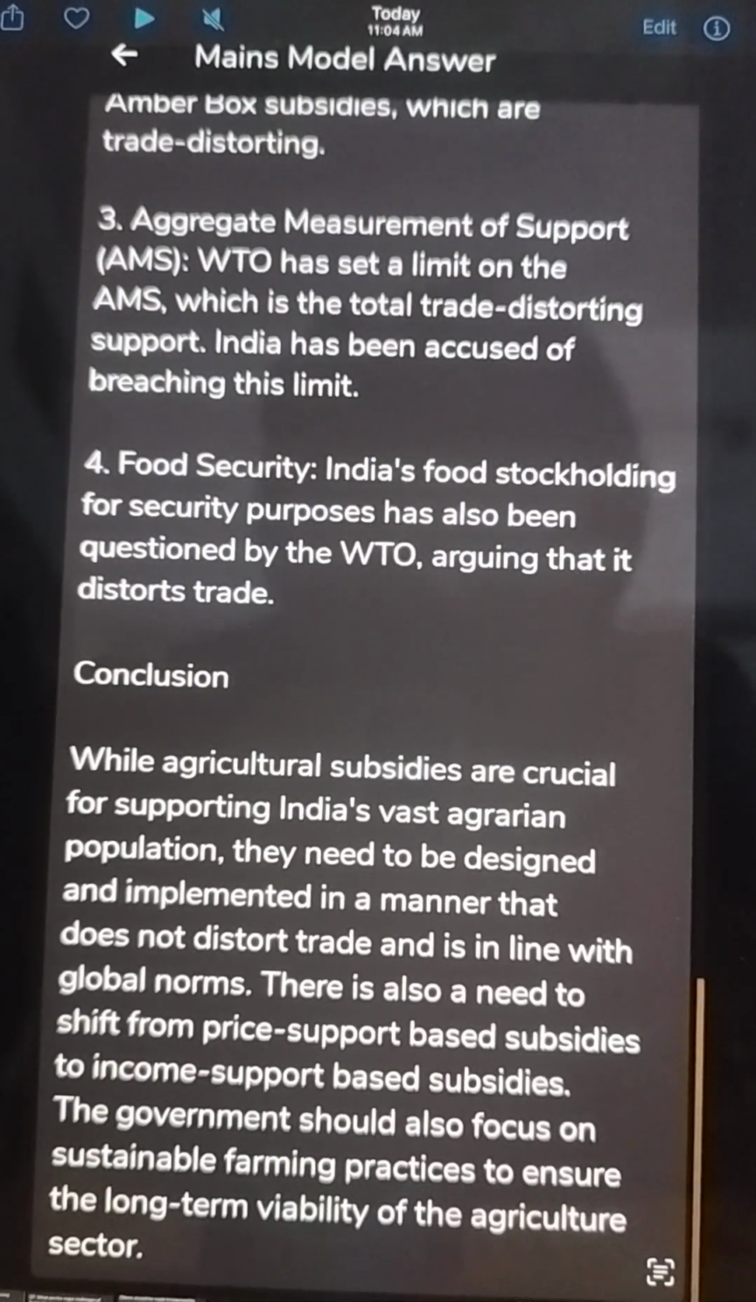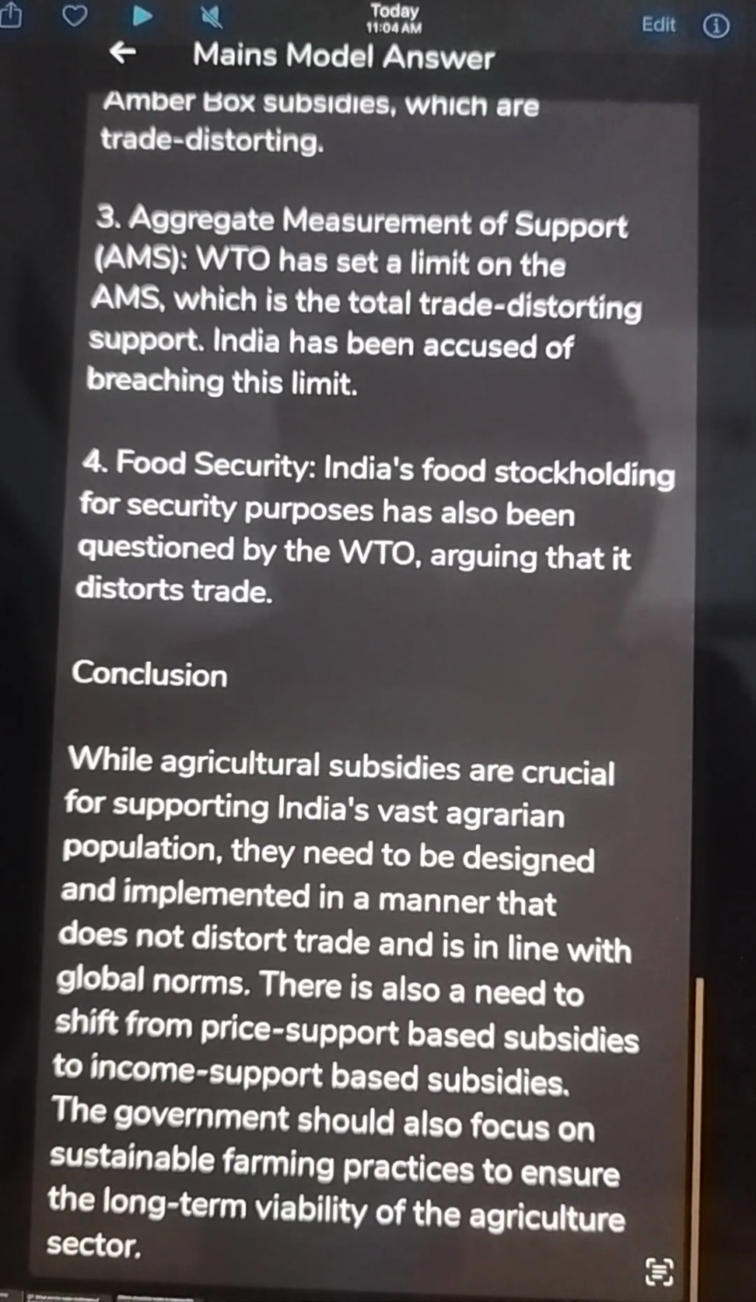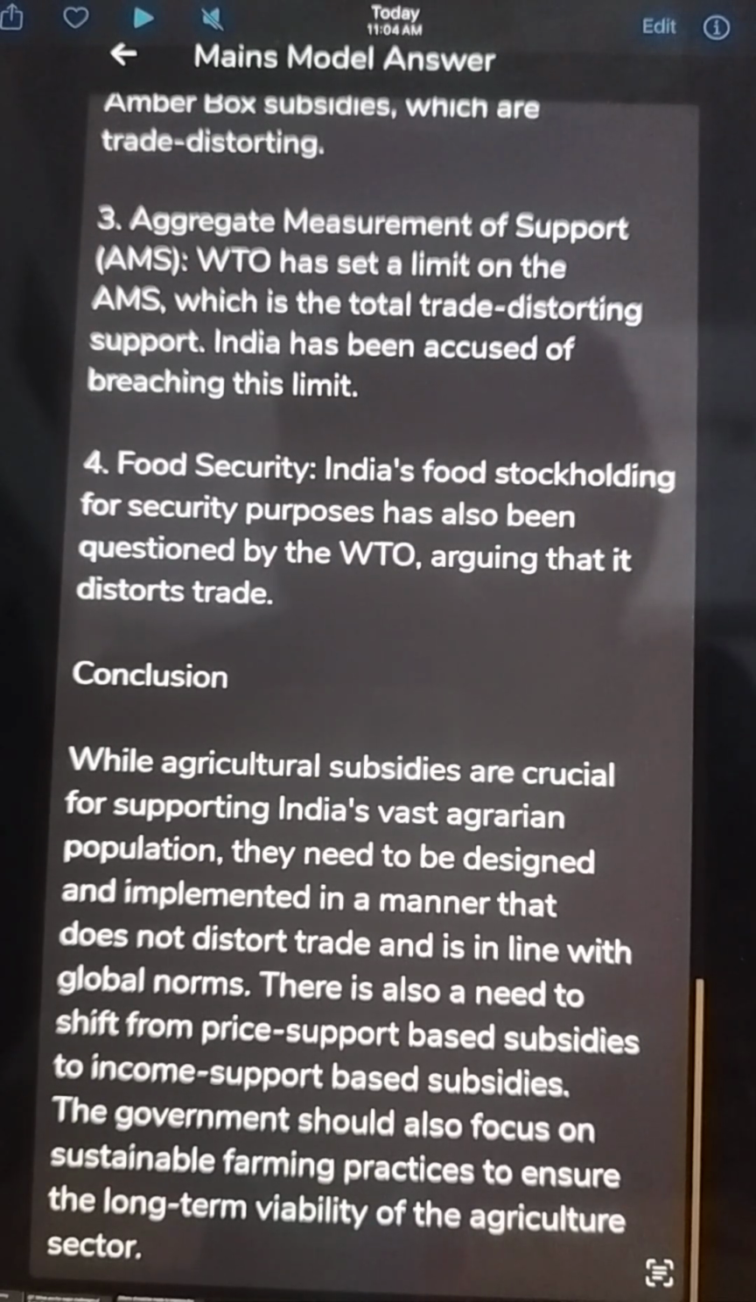Then in conclusion, agriculture subsidies are crucial for supporting India's vast agrarian population. They need to be designed and implemented in a manner that does not distort trade and is in line with the global norms. So there is also a need to shift from price support based subsidies to income support based subsidies. The government should also focus on sustainable farming practices to ensure the long term viability of the agriculture sector.